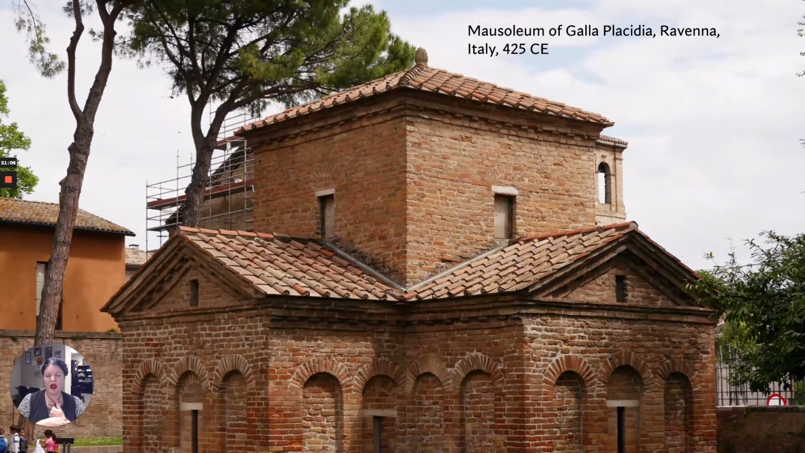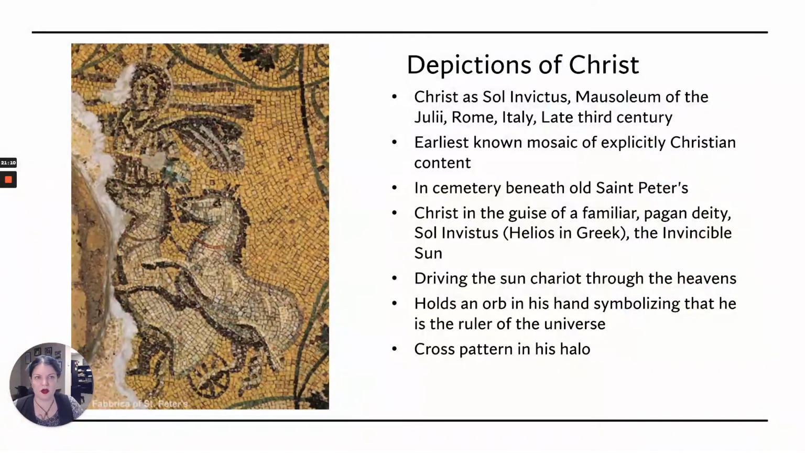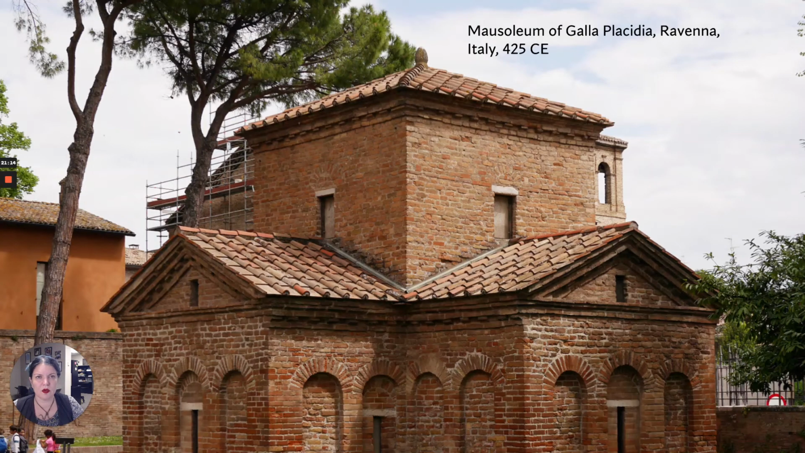Okay, so now we're going to hop over to Ravenna. The previous images were in Rome, at Old St. Peter's, and the mausoleum below St. Peter's. So this is in Ravenna. Ravenna is one of my favorite cities in the world. I would live in Ravenna. I love Ravenna. And this is the mausoleum of a woman named Galla Placidia. I show you the outside of the building because it's very unassuming. It doesn't look particularly interesting maybe from the outside.